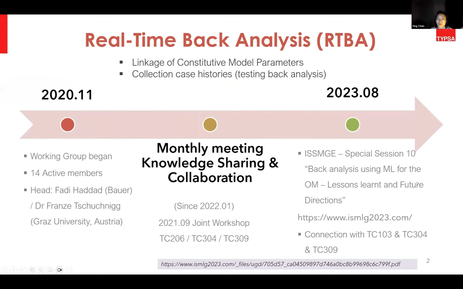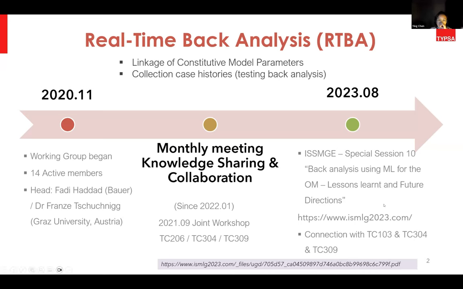However, regarding the whole RTBA group, we currently have 14 active members. They're all from the UK, Europe, and Asia, but we're actively recruiting people from the American and African regions to join this group. We have a monthly meeting for knowledge sharing and technical discussion, and to try to create collaboration opportunities between academia and industry. I think we share a lot of quality technical discussions, and that's probably why, even though everyone has a very busy schedule, they keep coming to join this meeting.